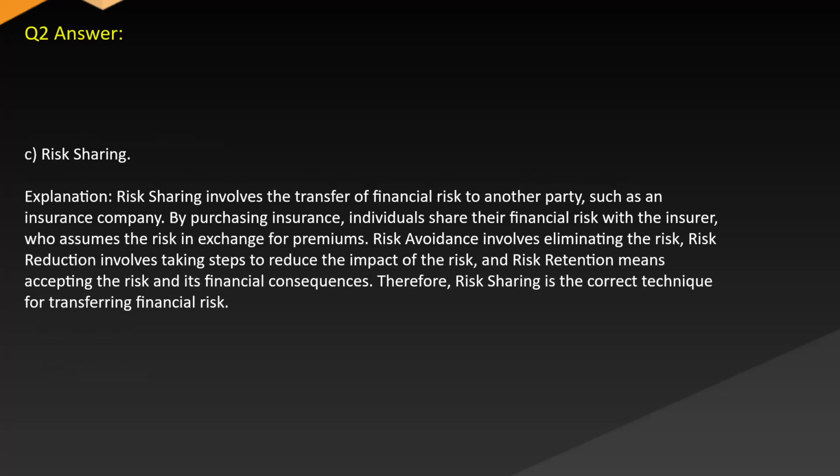Answer. C. Risk sharing. Explanation. Risk sharing involves the transfer of financial risk to another party, such as an insurance company. By purchasing insurance, individuals share their financial risk with the insurer, who assumes the risk in exchange for premiums. Risk avoidance involves eliminating the risk. Risk reduction involves taking steps to reduce the impact of the risk. And risk retention means accepting the risk and its financial consequences. Therefore, risk sharing is the correct technique for transferring financial risk.